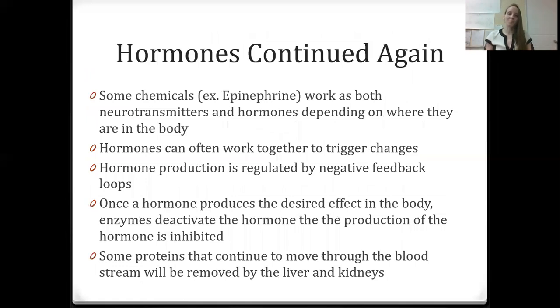Some chemicals work as both neurotransmitters and as hormones, so they work as part of the endocrine system and as part of synapse transmission in the nervous system. Hormones can work together to trigger changes, so sometimes you'll have a whole series of hormones that are doing something. Hormone production is, like I said, often regulated by a negative feedback loop. So once the hormone has essentially done its job, that enzyme production will be inhibited. Some proteins will continue to move through the bloodstream and can actually be taken out of the blood by the liver and kidney as well.